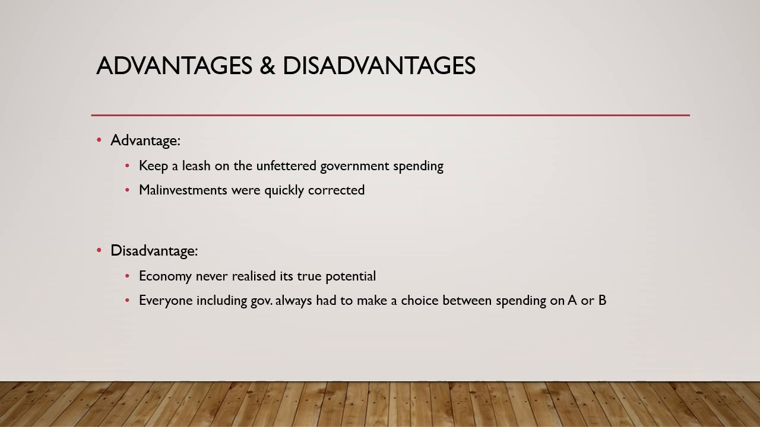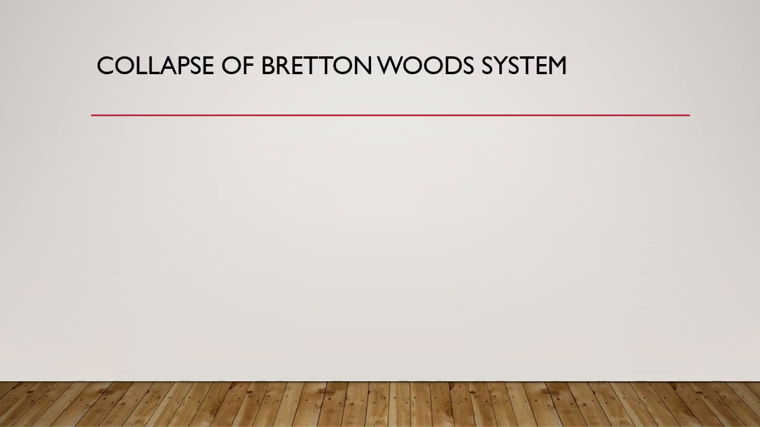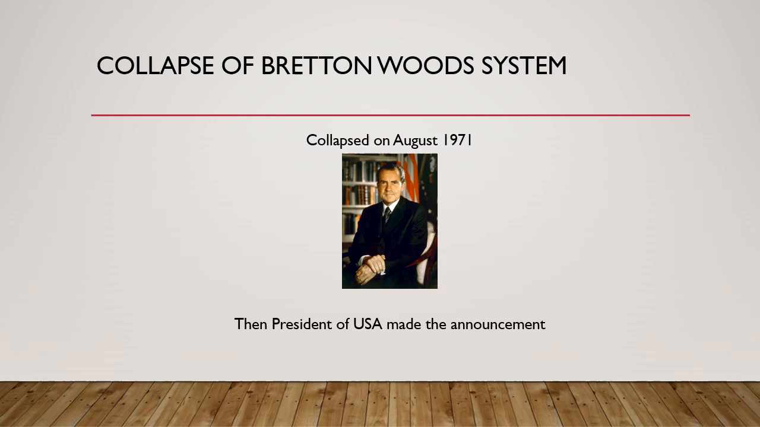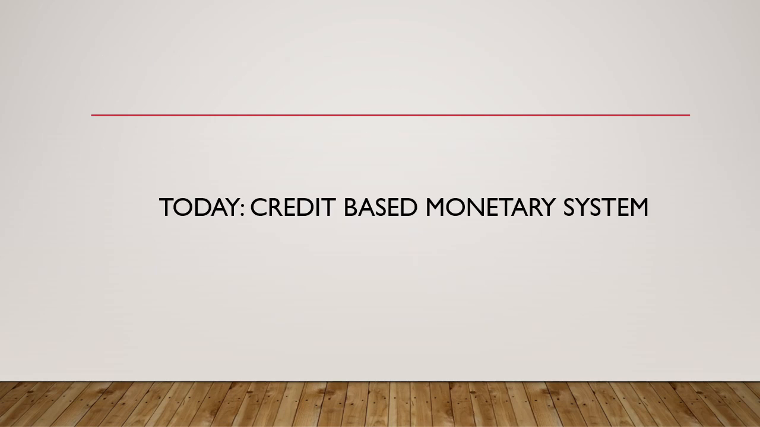Also, the government under this system had to make a choice between spending on sector A or sector B, spending on research or poverty alleviation, since the credit was limited. This system ultimately collapsed in August 1971, when the US president at that time, Richard Nixon, made the announcement. Today, we have the credit-based monetary system. Modern Monetary Theory emanates out of this credit-based monetary system, also called credit-based money.